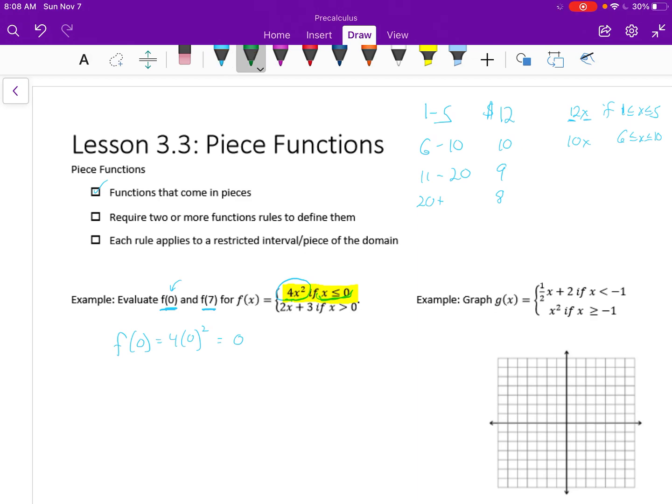And then f of 7, we want to see where 7 lies in our domain. So is 7 less than or equal to 0? It's not, so 7 doesn't lie in there. Looking at the next part, is 7 greater than 0? Yes, it is, so we want to plug 7 into that piece of the function. So we put in 7, 2 times 7 plus 3 is 17.